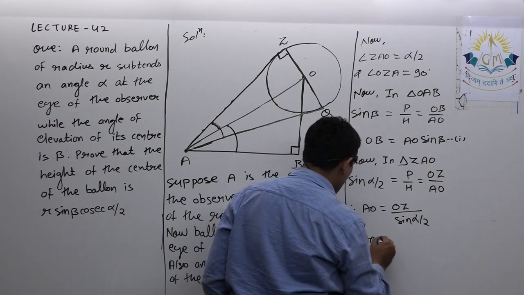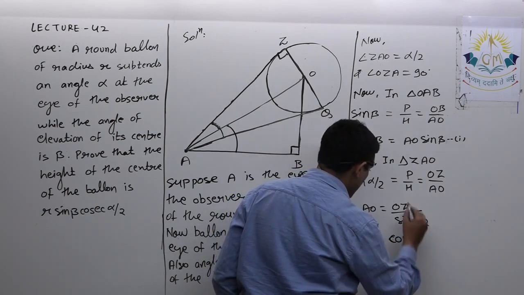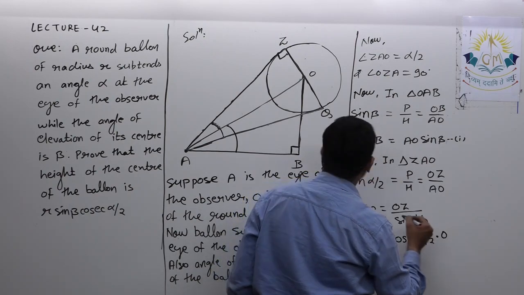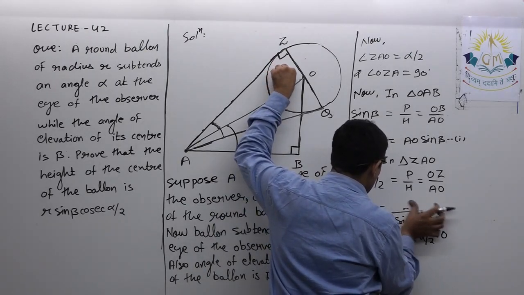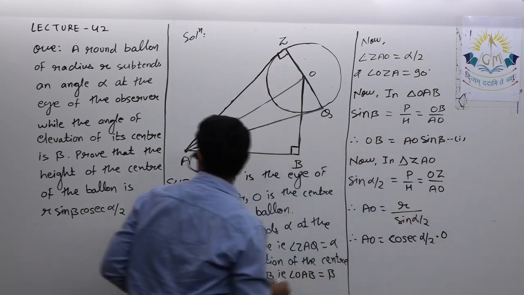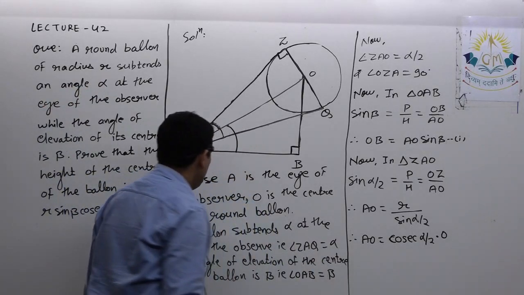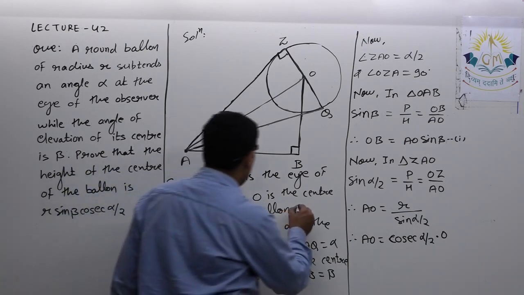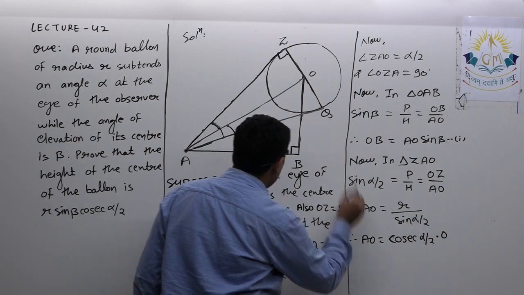Therefore, AO is equal to, now one upon sine alpha by 2 can be written as cosec alpha by 2, into OZ. And OZ is actually the radius of the circle, isn't it? OZ is the radius, that is R. It is given in the question, radius R. So here I am writing also OZ is equal to R, radius of the circle.